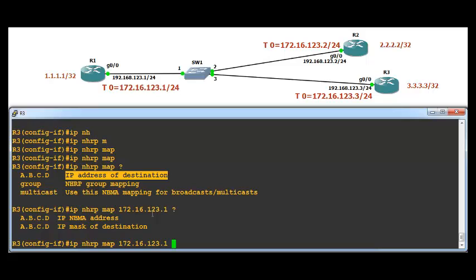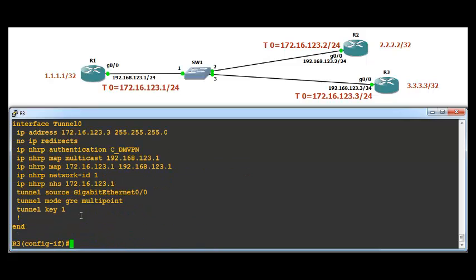Now it is asking me what will be the IP address of the NBMA network. What is the NBMA network? The NBMA network is the one on which you are trying to form the VPN, the physical IP address of R1. Right, so that's a clue. The NBMA address always comes second, meaning the physical address comes second. That's the only place people get confused. Other things are okay.